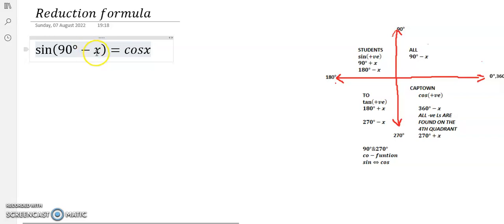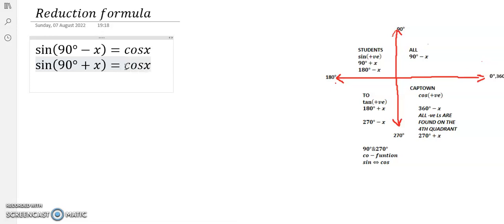90 degrees minus is on the first quadrant, sine is positive, that's why we have positive. And remember, on 90 degrees we got cofunction, that's why sine becomes cos. Yeah, just like that. This time around we got sine of 90 degrees plus x. 90 degrees plus x is on the second quadrant where sine is positive, then we will have positive trig ratio. However, because we are on 90 degrees, it will change to be cos x, just like that.